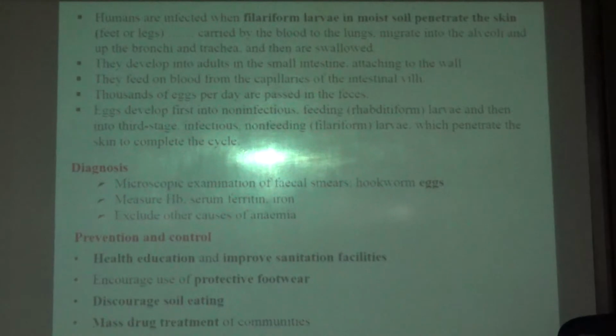Diagnosis is very easy, but actually difficult also if you don't suspect the organism. If you order for stool examination, then you can see the hookworm eggs. In any patient of anemia with some symptoms of helminthic infections, for example, abdominal discomfort and all these things, you can order this stool examination also, because many times this hookworm infection can be the cause. You should measure hemoglobin if the patient is presenting with anemia, serum ferritin, iron, etc., and exclude other causes of anemia. All the things for prevention and control are general things.